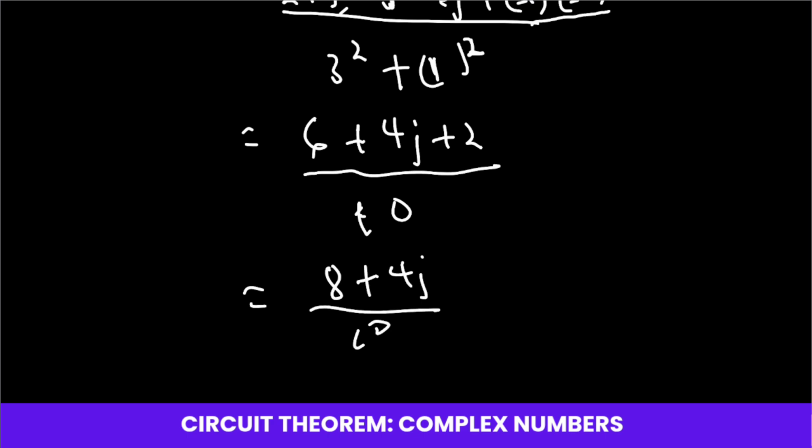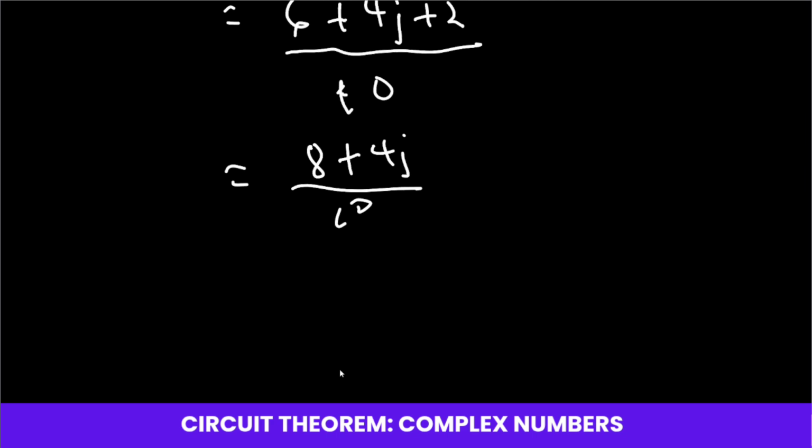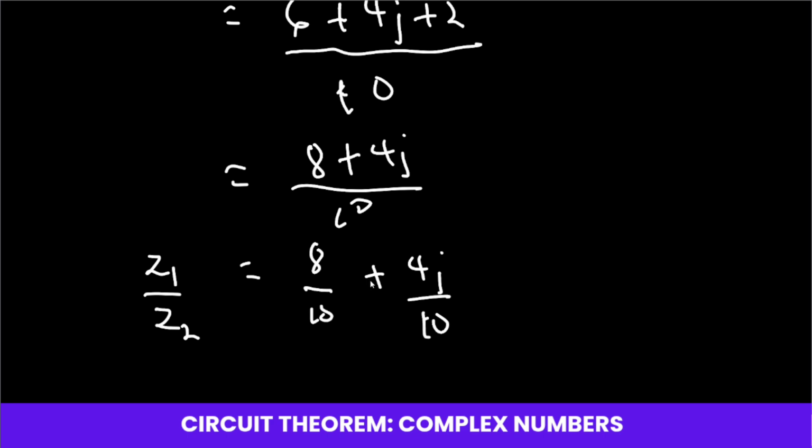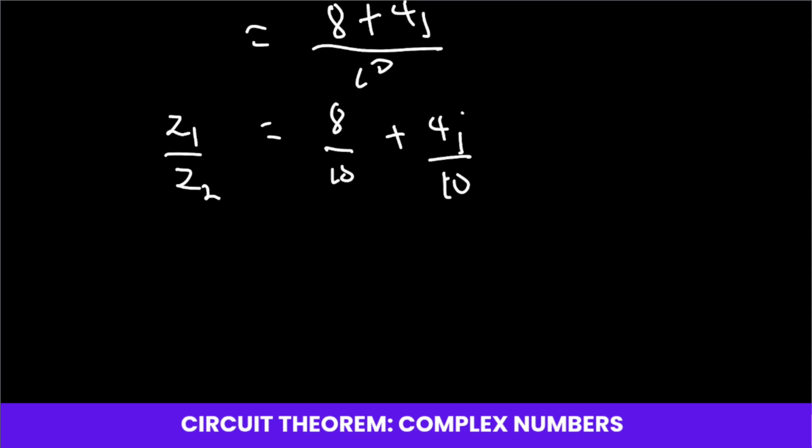I would like to differentiate my real part, which is 8 over 10, from my imaginary part, 4j over 10. In the simplest form, we say 4 over 5 plus 2 over 5 j. That is our answer for our quotient.